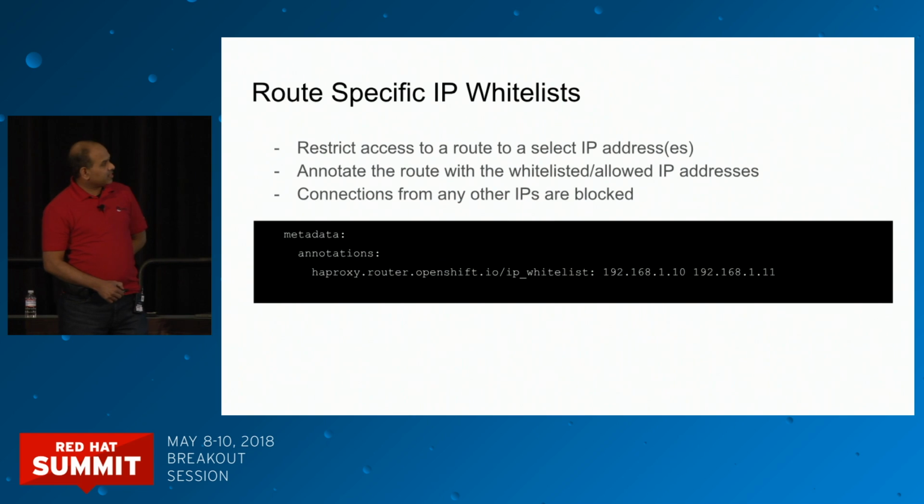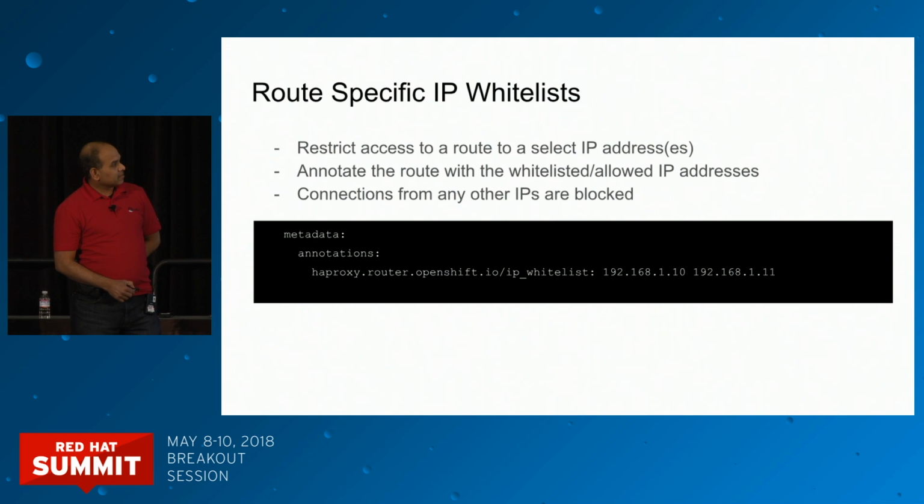In the router configuration, you can set up IP whitelisting, and you can say that, hey, I'll allow traffic only if it is coming from these specific IP addresses to my particular URL. It's on a route by route level. When you create a route, you can set up this whitelisting, right?